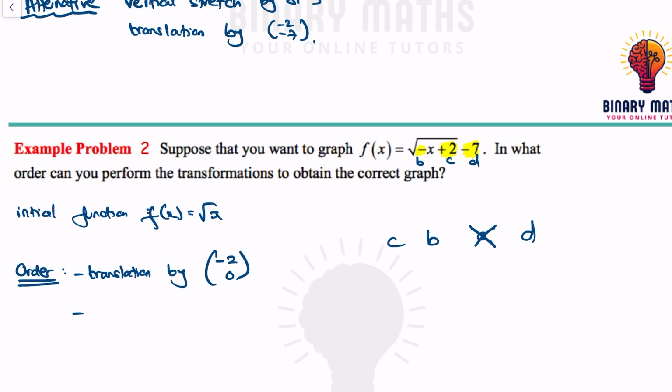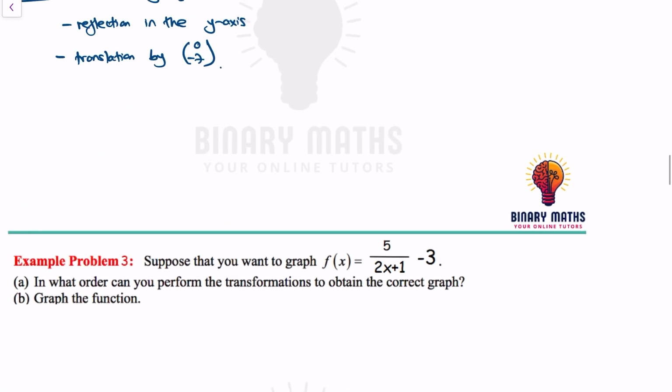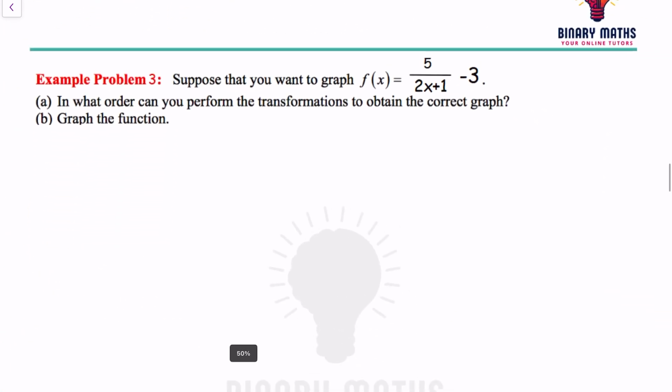Okay, next is B. So what effect does negative x have on the transformation? Because we're timesing x by minus 1, it's a reflection. And the x's are changing sign, so it's a reflection in the y-axis. The next one is D, which is minus 7. This is a translation in the y direction by negative 7. So translation by 0, minus 7. Okay, I'm not going to write alternatives out. There are many alternatives. I'm just going to use CBAD to get my answers.